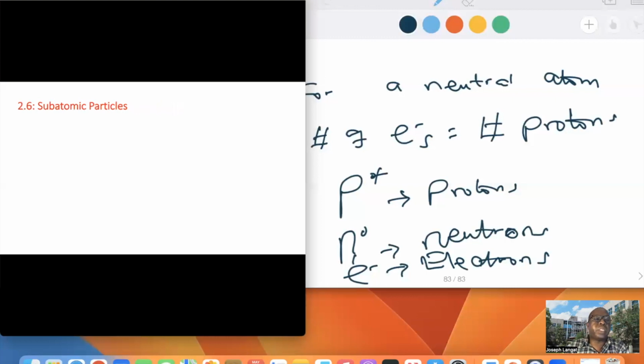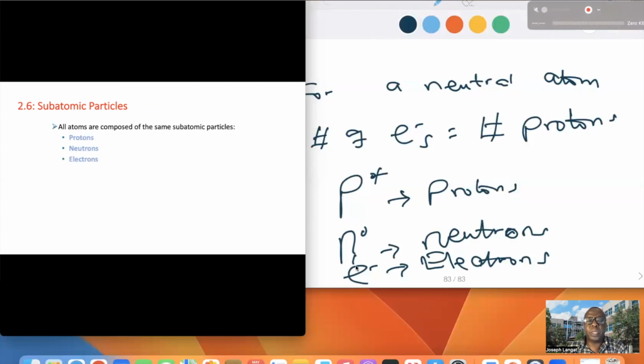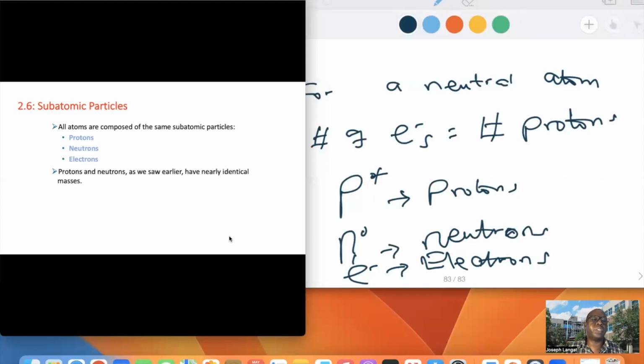So let's see the subatomic particles, moving on to section 2.6. These are the subatomic particles: protons, neutrons, and electrons. I will learn how to represent them in this format because it helps me commit to memory the electrical charge. Protons are positively charged. Neutrons are neutral, they don't have any charge. Electrons are negatively charged.